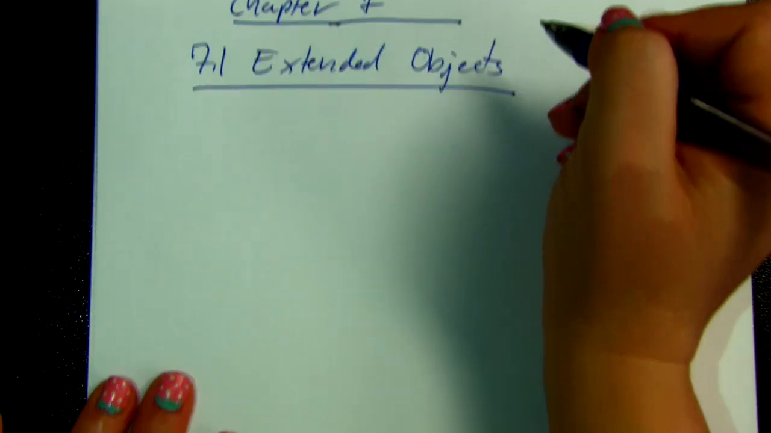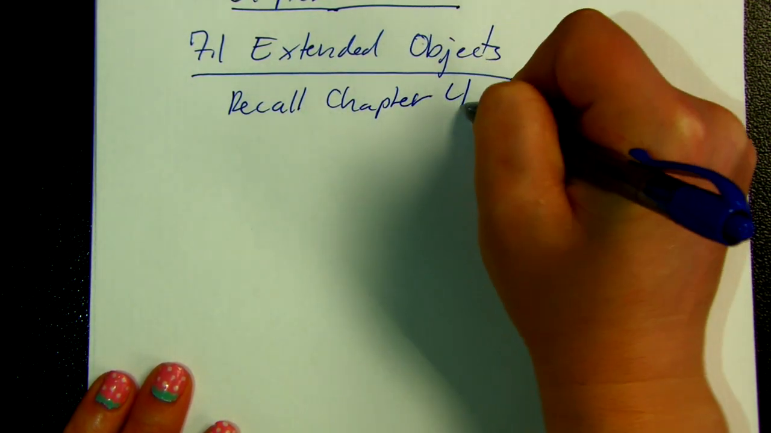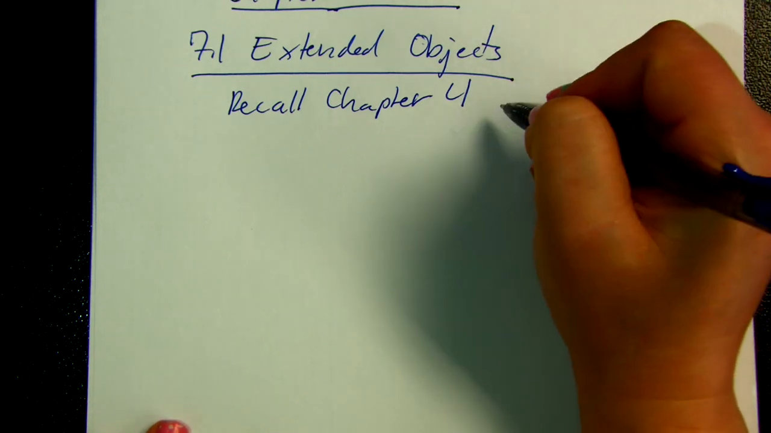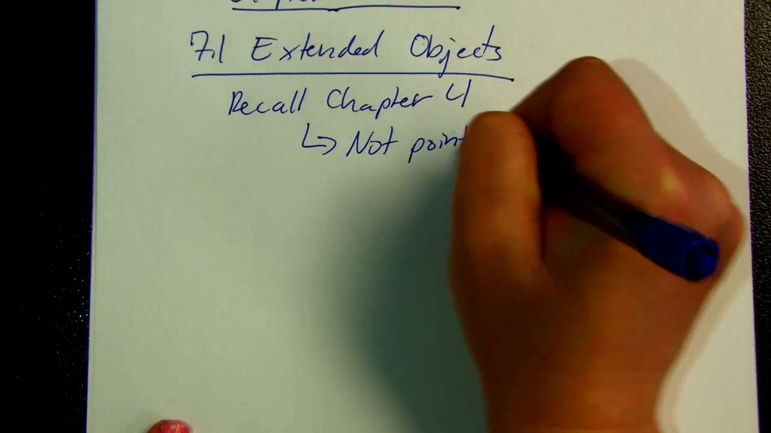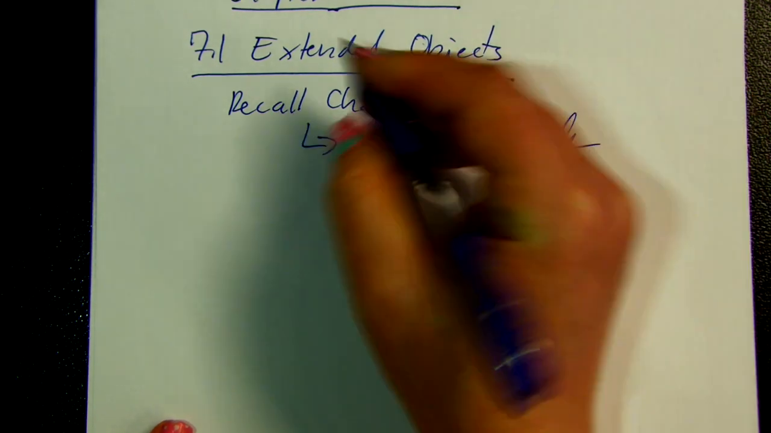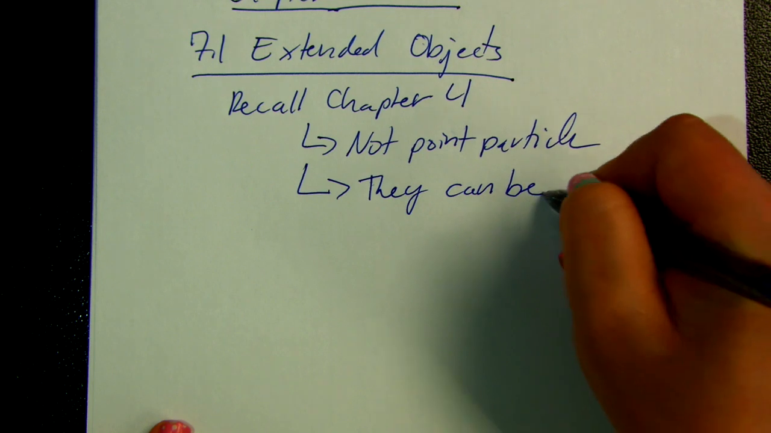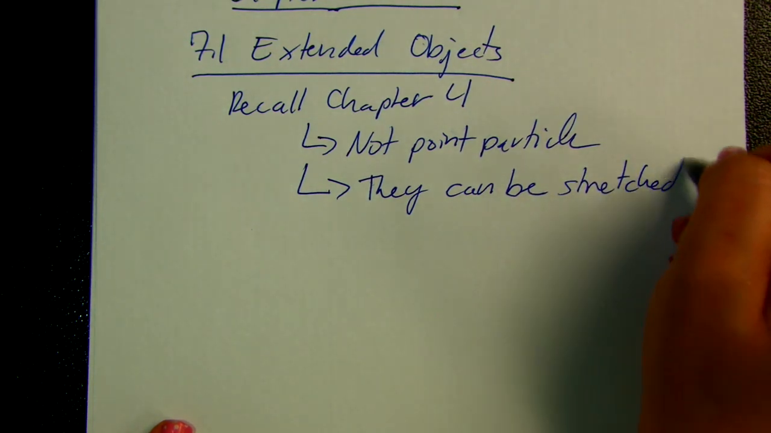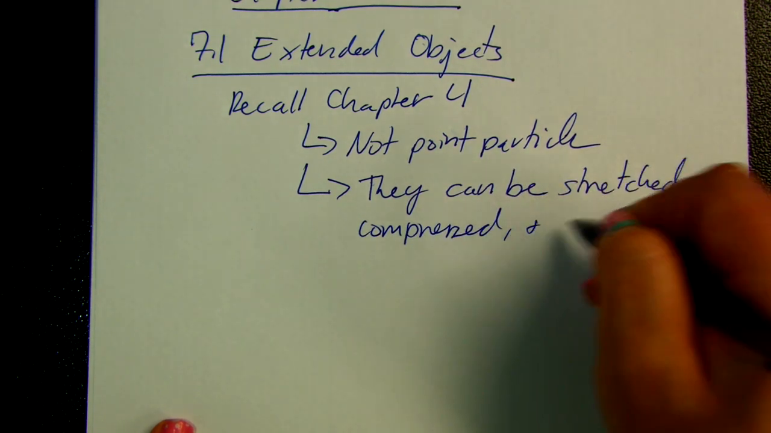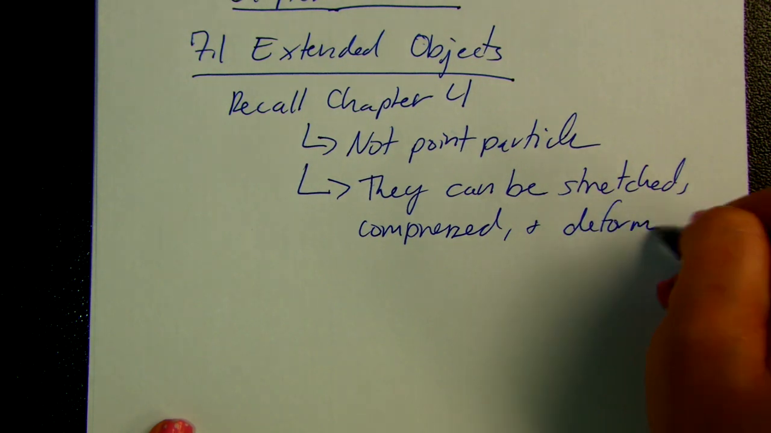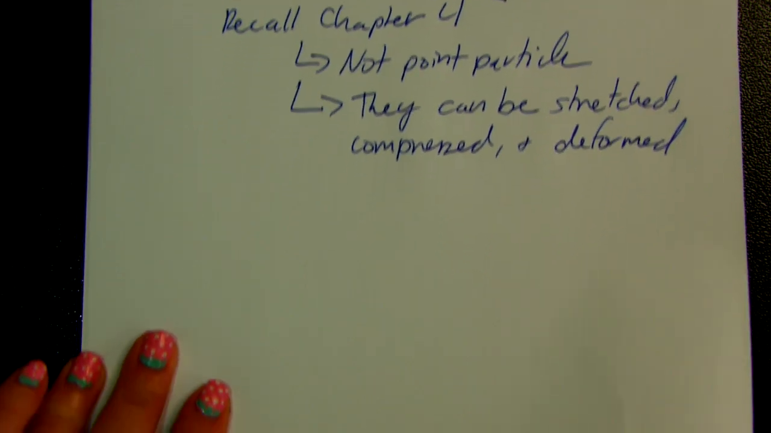Okay, so now we're going to crank it up a notch and look at extended objects. If you think back to chapter 4, we previously introduced extended objects. They're not point particles, so shape matters. And because shape matters, they can be stretched, compressed, and generally deformed. All of this is going to expand the way we think about the energy principle.